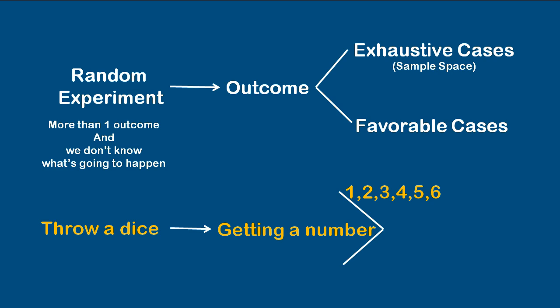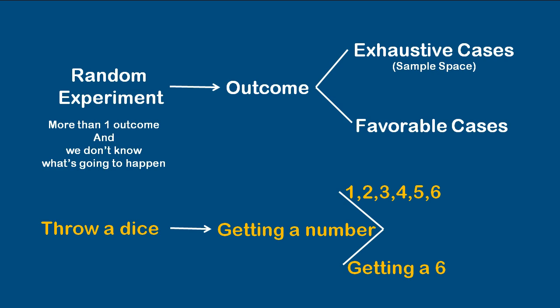Now what are my favorable cases? Favorable cases, for example, getting a 6. If in a question I am asking what is the probability of getting a 6, that means I want a 6. Tell me what is the probability of getting a 6. So the favorable outcome in this case, as we have taken the example, is getting a 6, because I want 6. Let's say the question asks, if we throw a dice, what is the probability of getting 5? In that case, getting 5 is the favorable outcome, right?